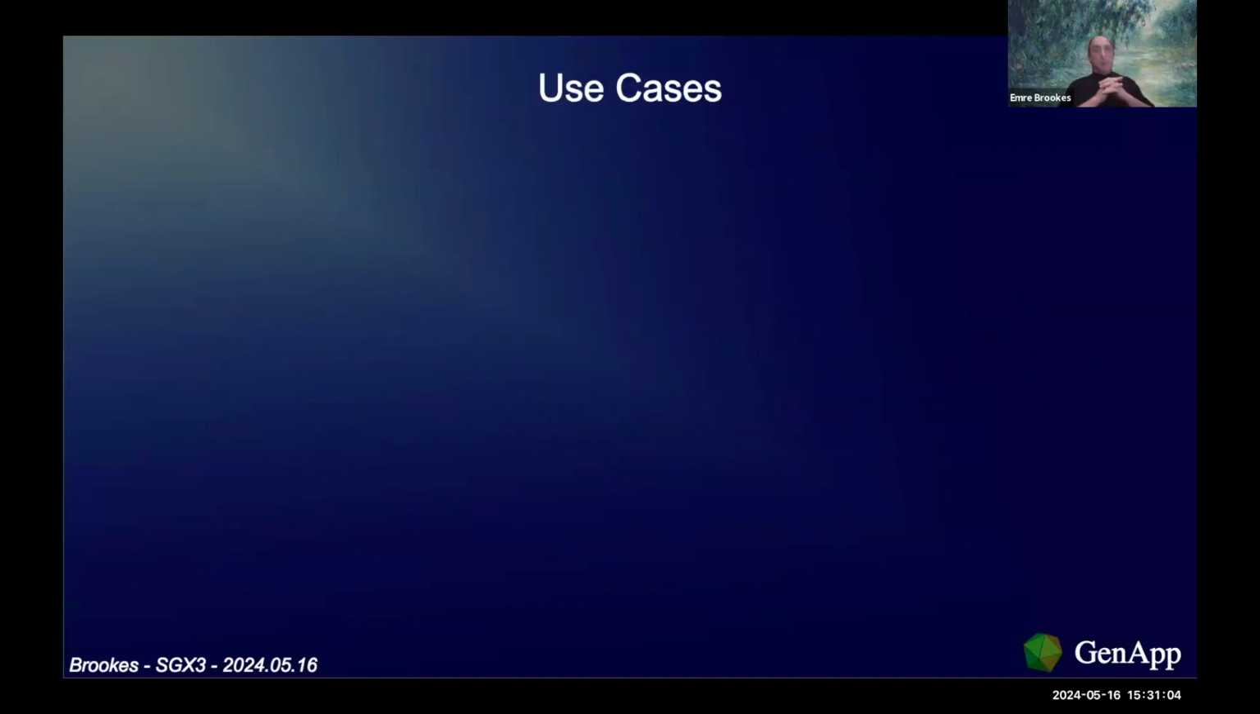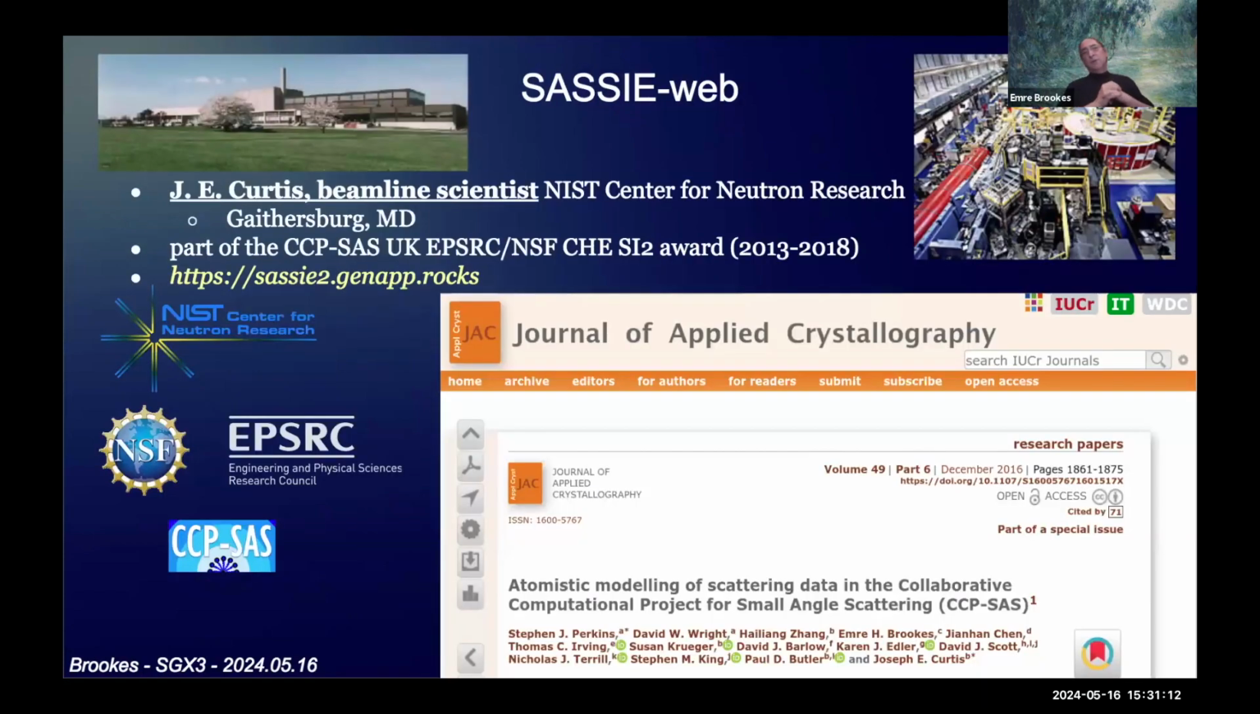Okay, so let me get to some use cases. Not necessarily exhaustive, but I think I hit some of the main ones. Our first major use case was SasWeb. Joseph Curtis was my primary contact at NIST, the beamline scientist, part of that international SI2 award that I talked about. There's NIST in Gaithersburg, where they have a nuclear reactor, and those are some of the beamlines shot from inside the facility. They'll get neutrons shooting down, and they'll catch stuff at different instruments.